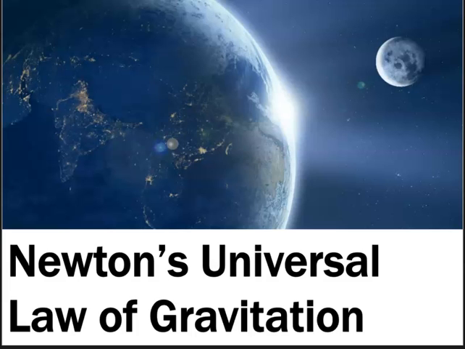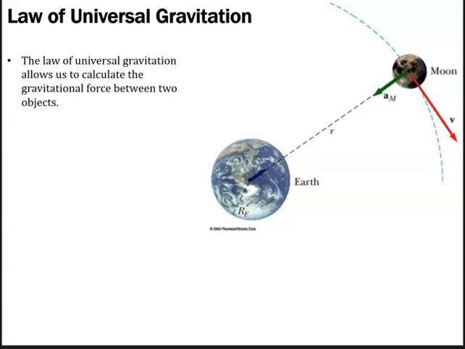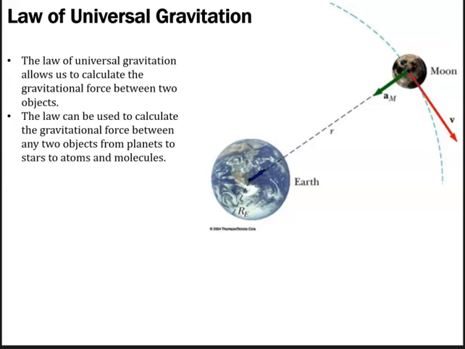In this video, we're going to talk about Newton's universal law of gravitation. Now, the law of universal gravitation allows us to calculate the gravitational force between any two objects. It can be between stars and planets. It can be between atoms and molecules. The universal law of gravitation only depends on mass and the distance between our objects.